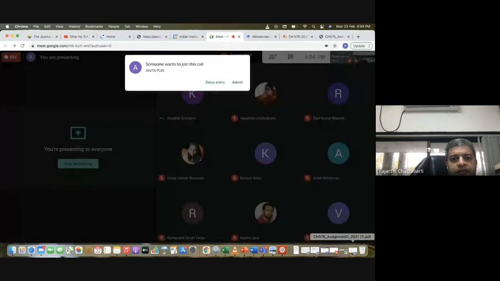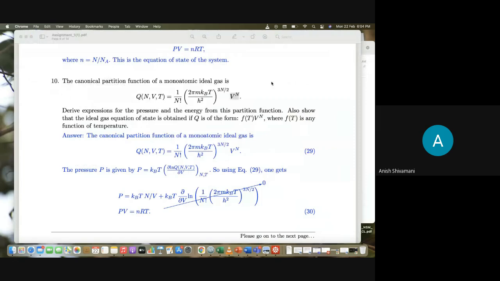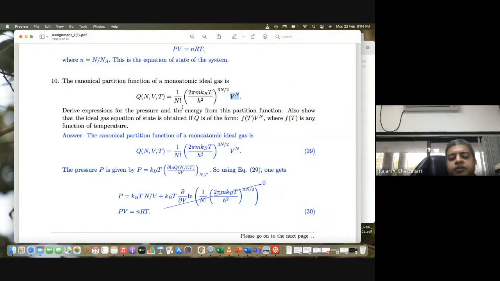Is this clear? And 1 by N factorial means I'm taking care of indistinguishability. And this one is a translational partition function. So essentially it's a quantum gas, but not a fermion or a boson, it's a semi-classical kind of thing. I'm taking care of indistinguishability, but they are not explicitly treated as bosons or fermions. Is this clear?